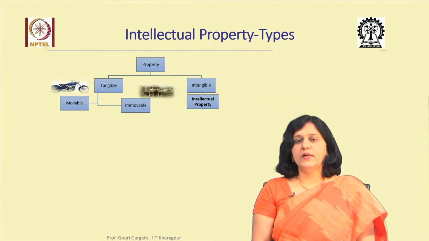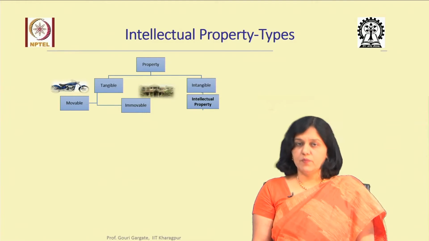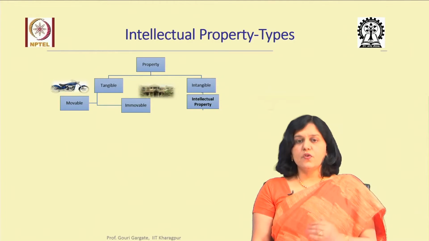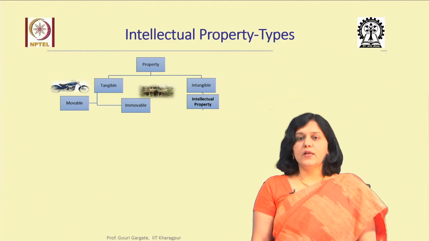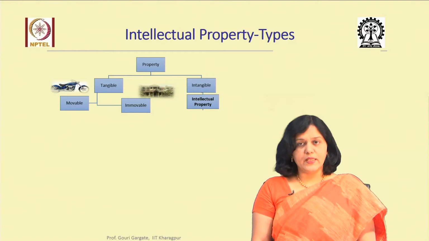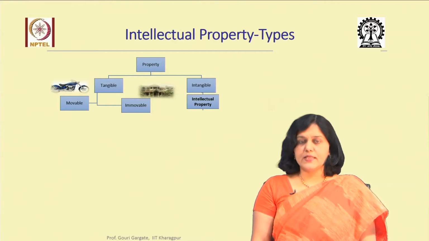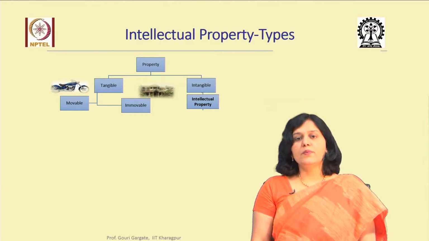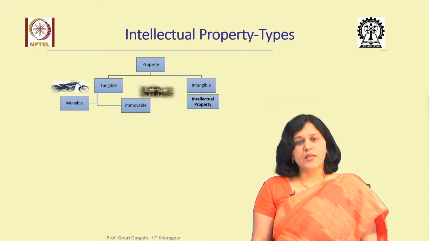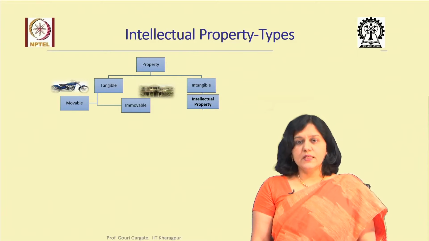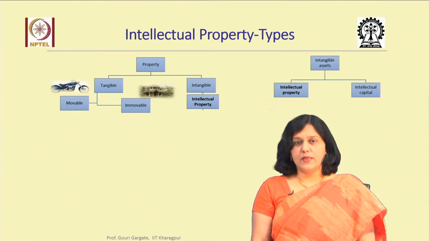This tangible property can be further divided into movable and immovable properties. So, for example, movable property will be car, jewellery, bicycle, railway, etc. And immovable property will be house or bungalow or college building or bridges, etc. Intellectual property is a type of intangible property.